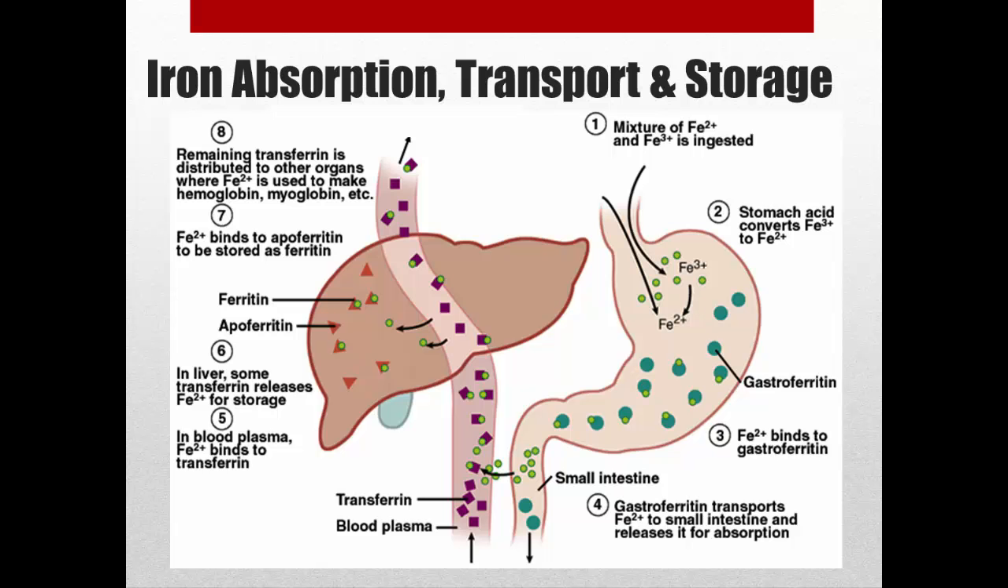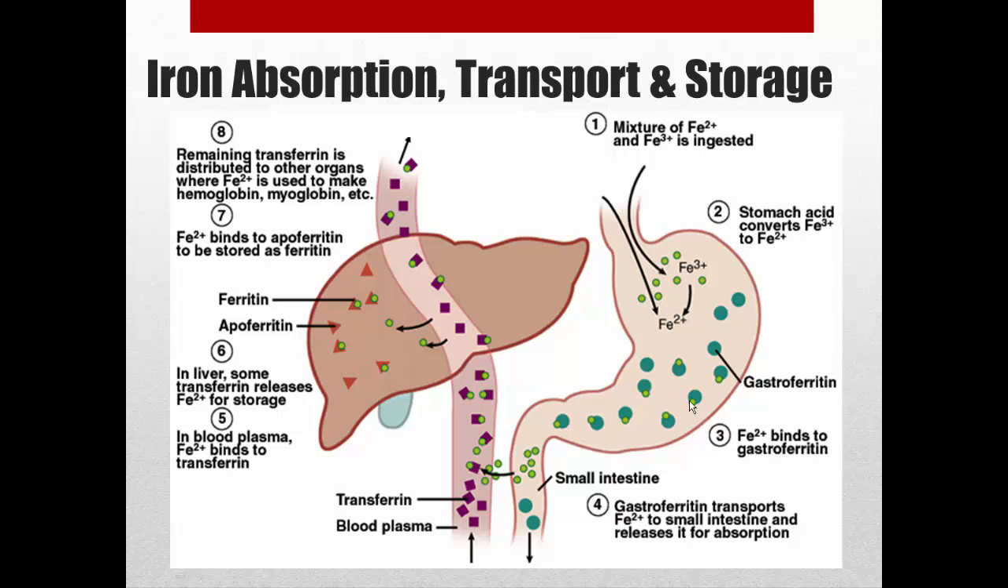Now, if we look at the way we transport and absorb the iron, what I want you to notice, particularly as I go through this slide, is how much iron is bound to something in every step along the way. So we bring in iron in our diet here, and as I mentioned, the stomach's just going to convert one form to the other. Then that iron is going to be bound to a protein called gastroferritin. Gastro means stomach, so this molecule, gastroferritin, binds up the iron.